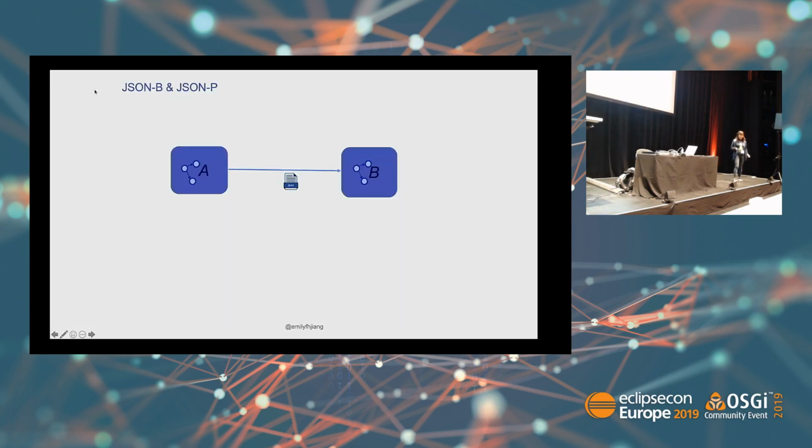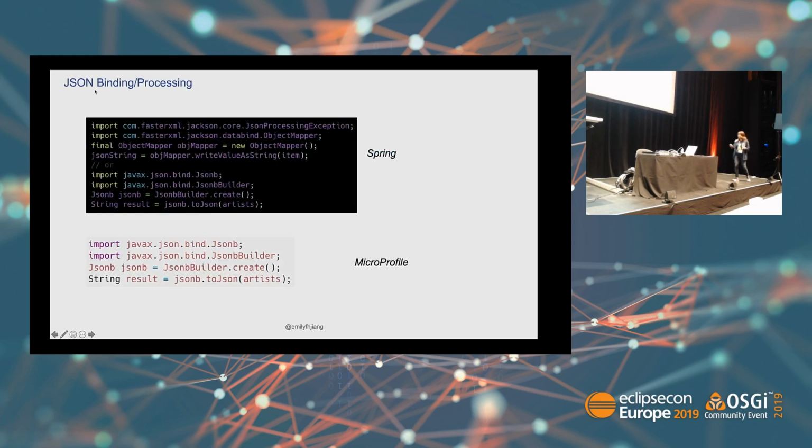So the next thing is, once the two services talk to each other, how can they communicate, right? What kind of payload format do they support? One very common payload is JSON. That's why we have really good support in both Spring and MicroProfile. In Spring, you can directly call these JSON APIs.